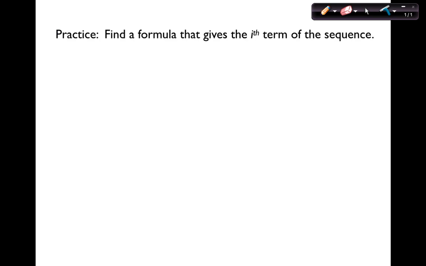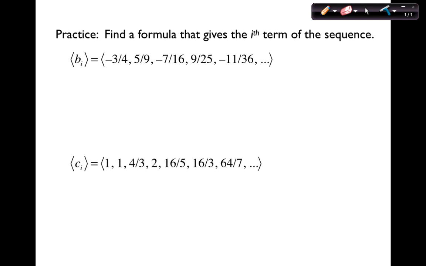Okay, so let's find a formula that gives the ith term of the sequence. There are 2 practice problems. The first one's a little bit harder than the example we did. The second one's a little bit harder than that, but these are both attainable. You could do it.